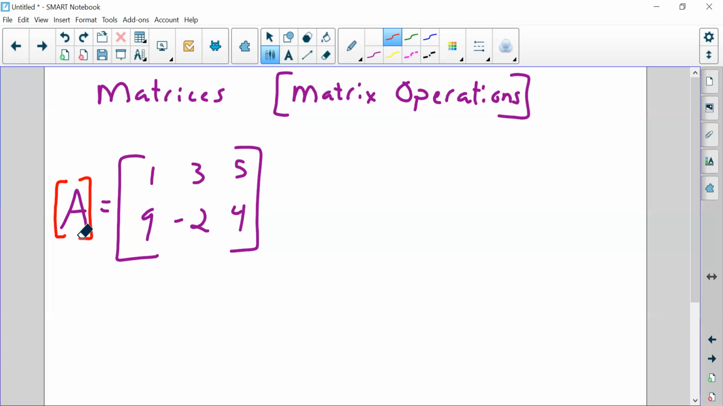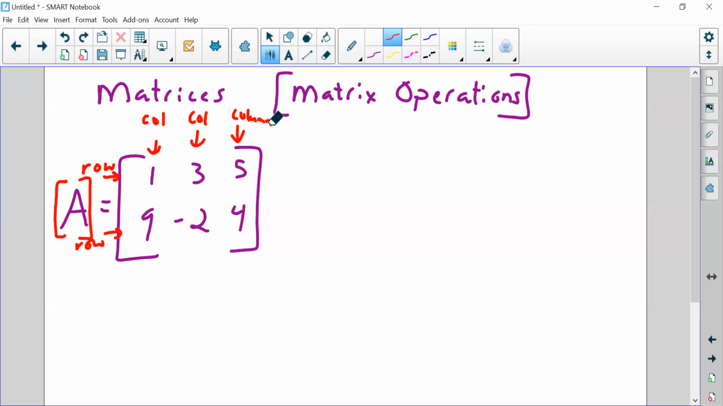Okay? Next thing you need to realize is that in this matrix, if I go across, this is a row. Going across here is a row. So row 1 has the numbers 1, 3, and 5. Row 2 has the numbers 9, -2, and 4. Going down are columns. This is column 1, this is column 2, this is column 3. So column 1 consists of the elements 1 and 9. Column 2 has the elements 3, -2, and column 3 has the elements 5 and 4.